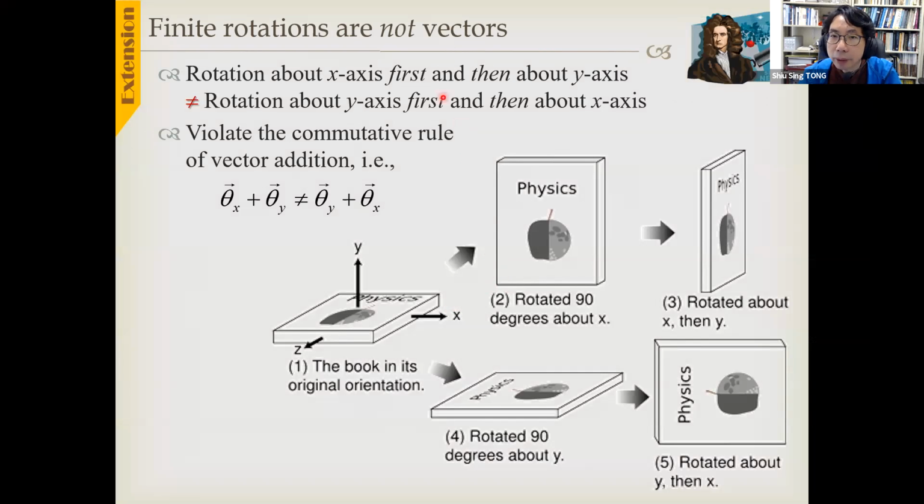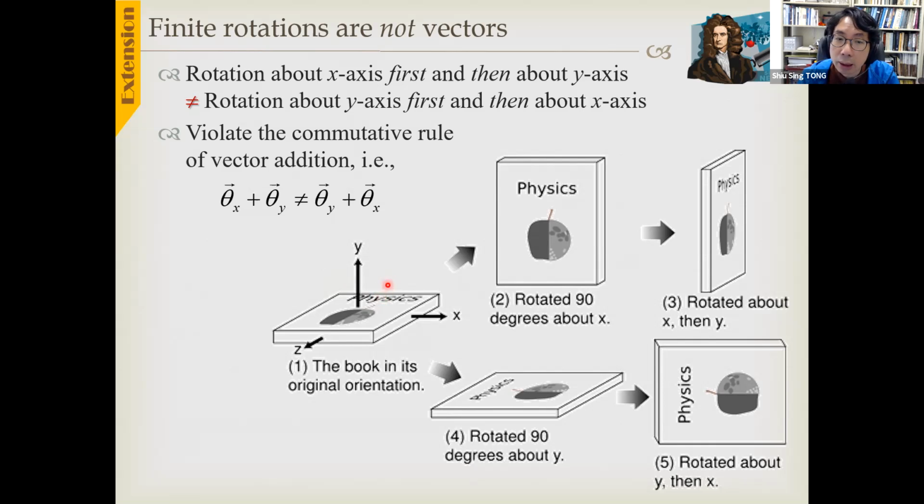Now, people ask me if rotation is a vector. The answer is no, rotation is not a vector. Why is rotation not a vector? By rotation, I mean a finite angle rotation. Now, suppose I have a book, okay, and I arrange the three axes in this way. This is the x-axis, z-axis, and the y-axis. The y-axis is now perpendicular to the large surface of the book.